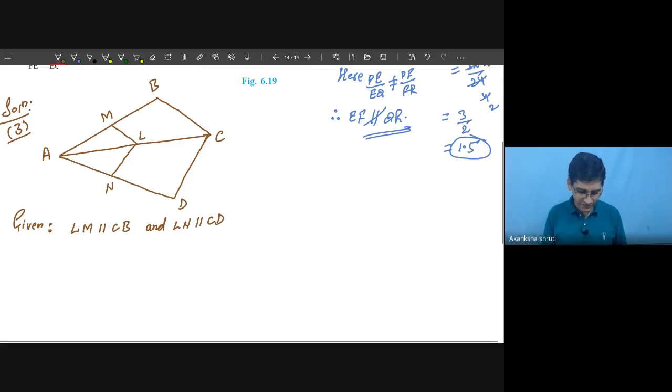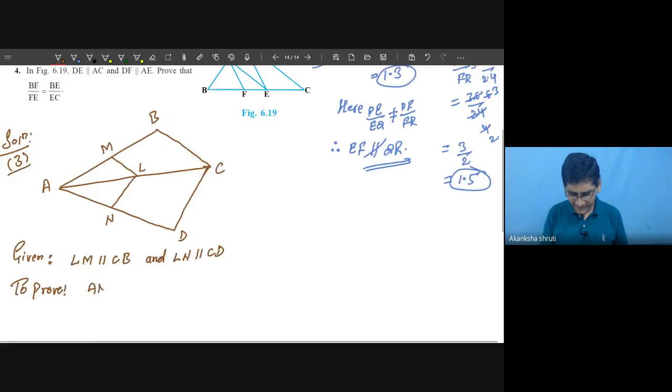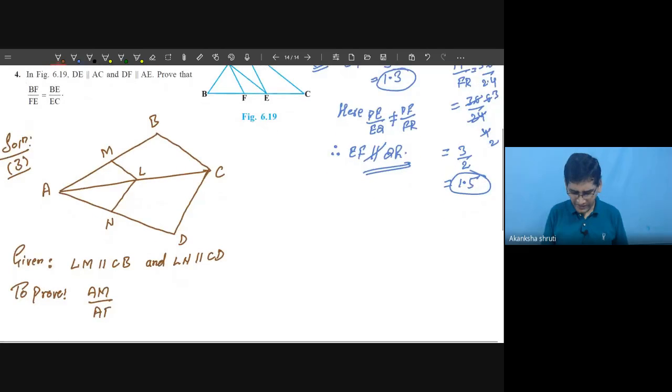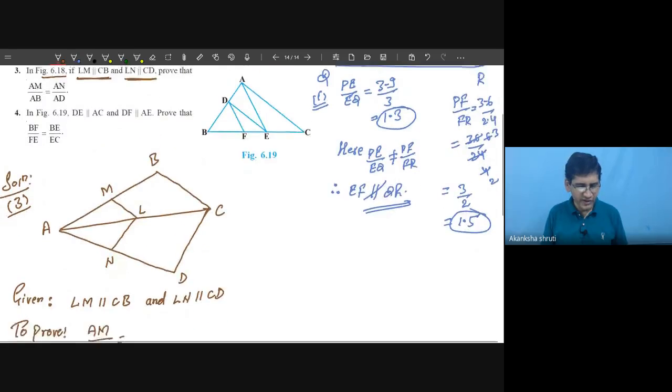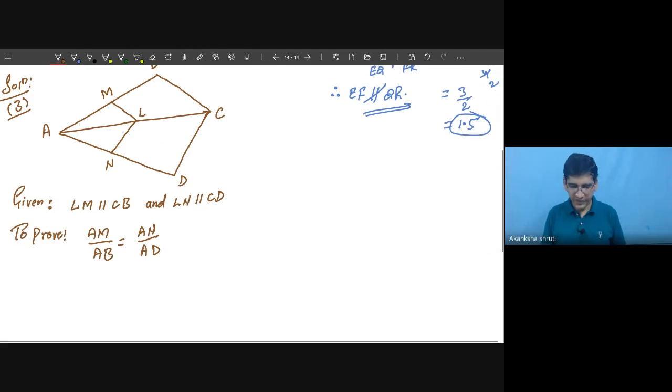So what is to prove? To prove is AM by AB is equal to AN by AD. This is to prove. No construction is needed here. The given condition itself is sufficient. So let us start proving it.